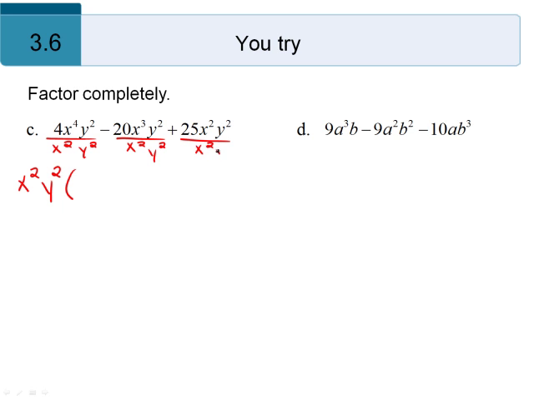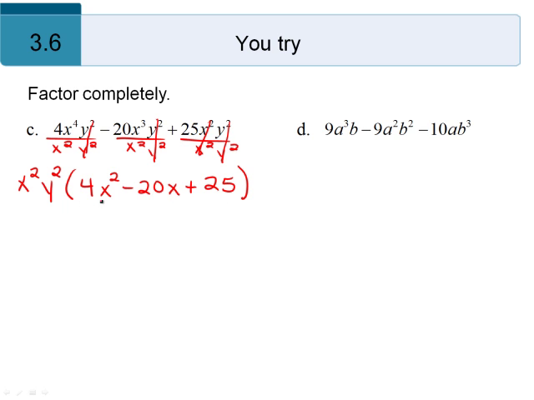And then we're going to divide them out. Okay, so we have 4x to the fourth over x squared, which would be 4x squared, and the y squares cancel. And then we have minus 20, and subtract the x's. That's going to be x. The y squares cancel. Plus 25 comes down. The x squares cancel, and so do the y squares. So just 25 on that last term.